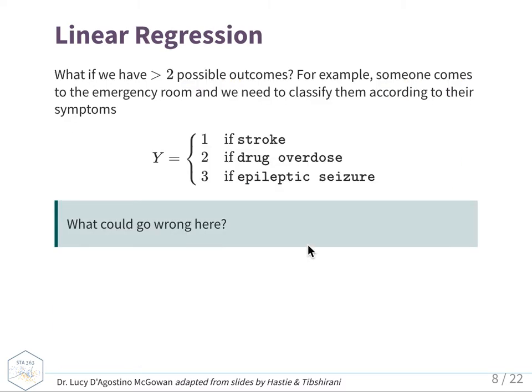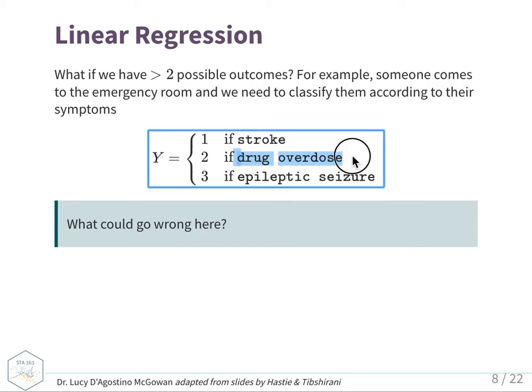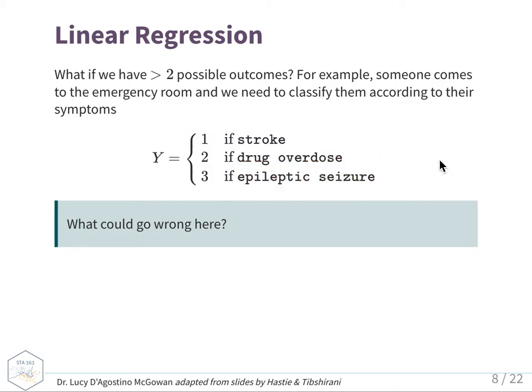So what if we had more than 2 possible outcomes? For example, if someone comes to the emergency room and we need to classify them according to their symptoms: 1 if it's a stroke, 2 if it's a drug overdose, or 3 if it's an epileptic seizure. What could go wrong here if I did this with linear regression?